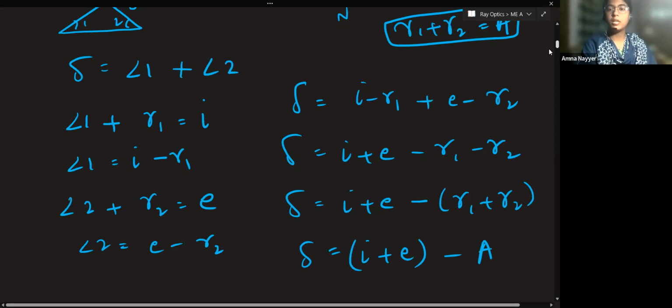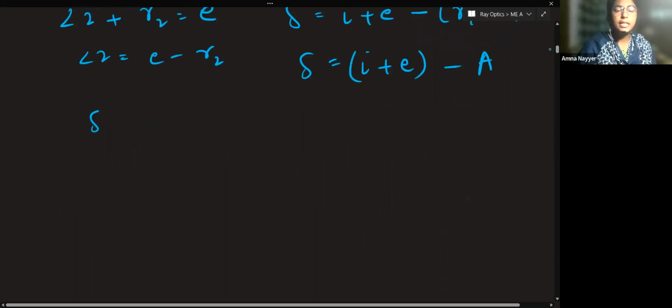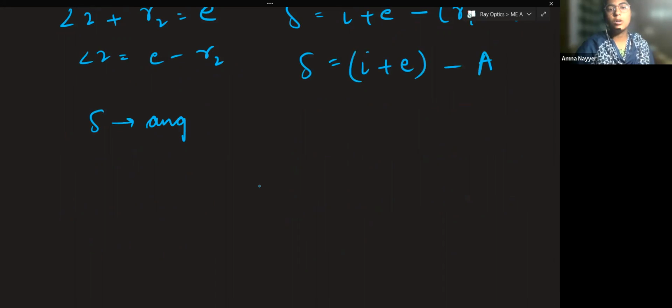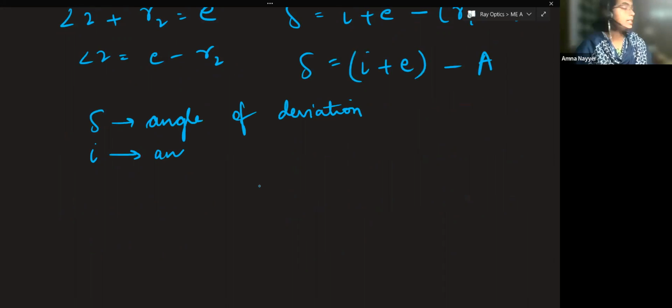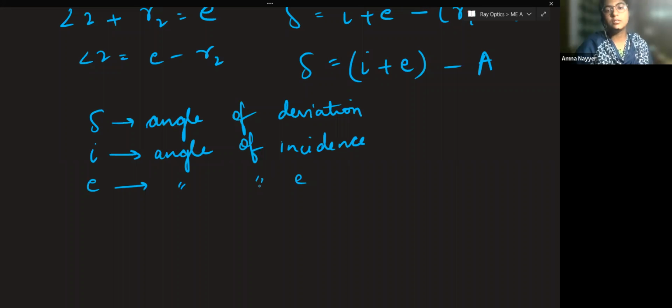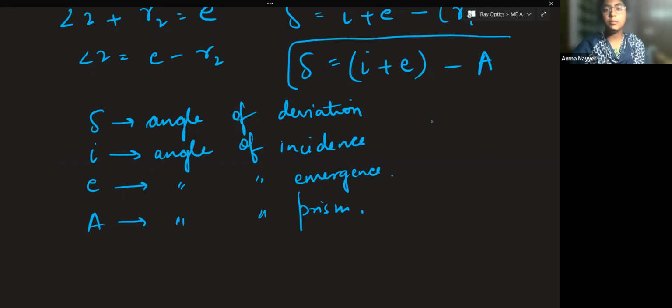Just mentioning what all terms are there. Delta is the angle of deviation, I is the angle of incidence, E is the angle of emergence and A is the angle of prism. Fine. This is one very, very important equation that will be used.